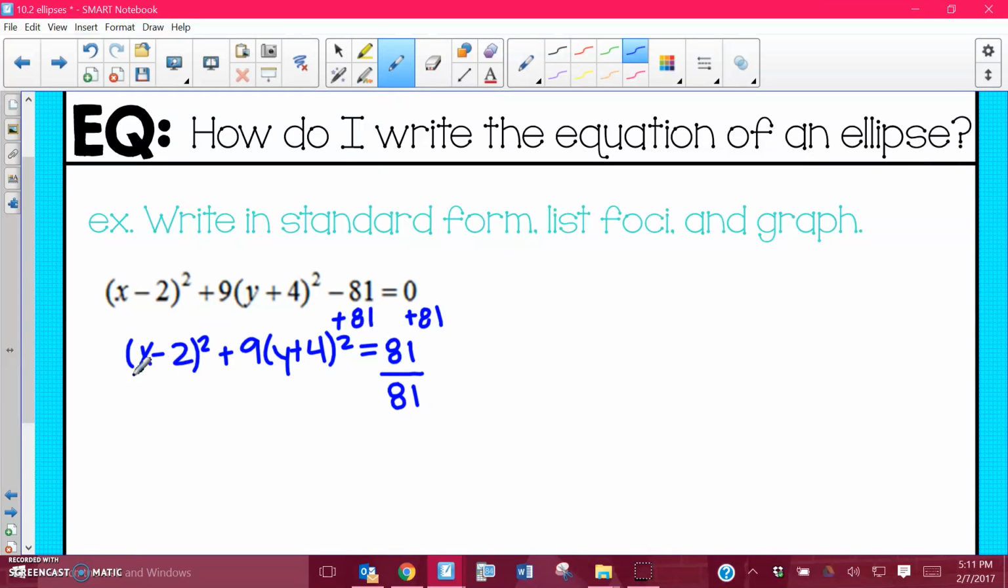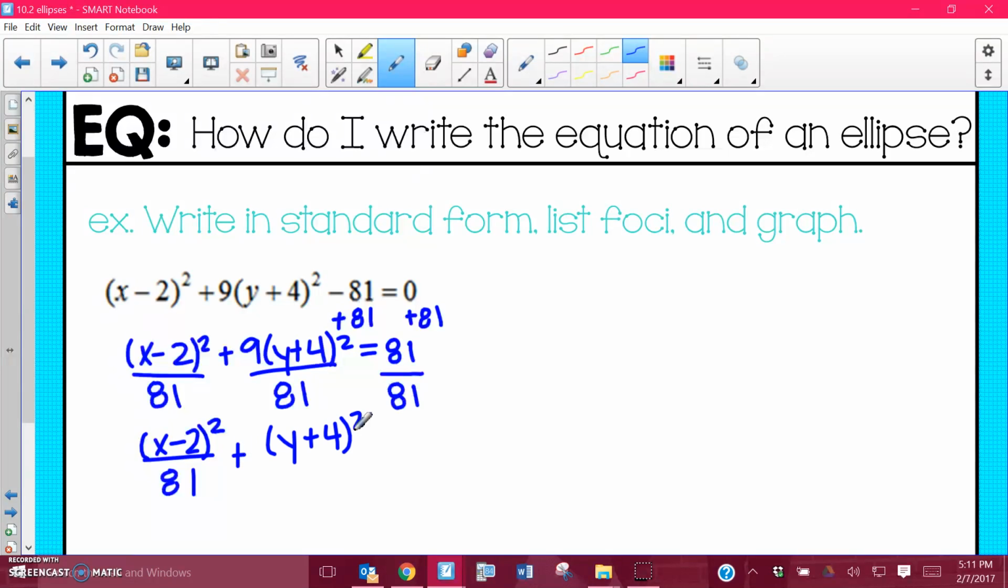Now if I divide that by 81, I've got to divide every piece by 81 as well. So now when I look, I can try to simplify down. This guy's not going to simplify at all. It's x minus 2 squared over 81. But 9 can go into 81. Be careful here, when you divide it, it stays in the denominator. Stays where it's bigger, equals 1. So now I'm in standard form.